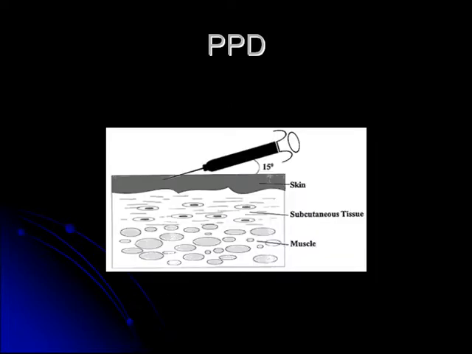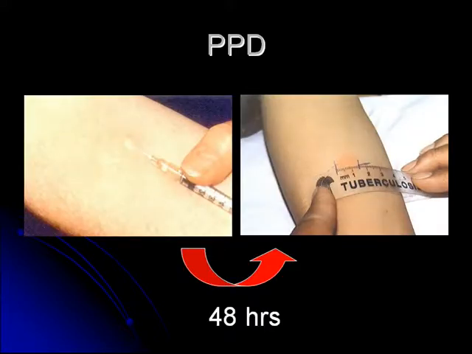The PPD test is a purified protein derivative. This is an extract of mycobacterium. It contains mycobacterial antigens. This is a test to demonstrate that you've been exposed to tuberculosis. It involves injecting this purified protein derivative intradermally, and then waiting 48 hours and measuring the inflammatory reaction.